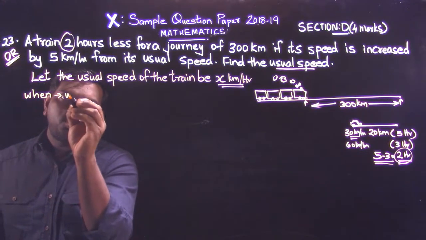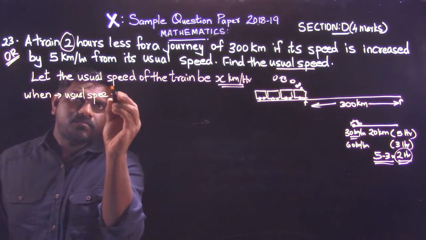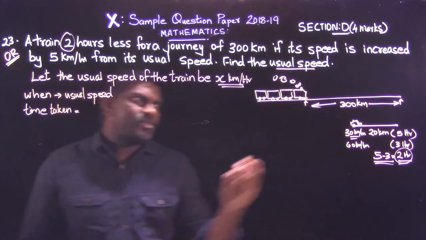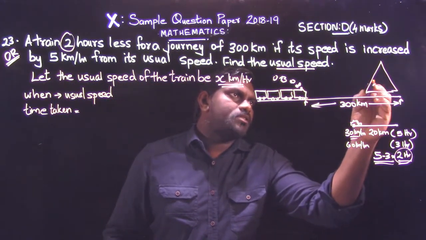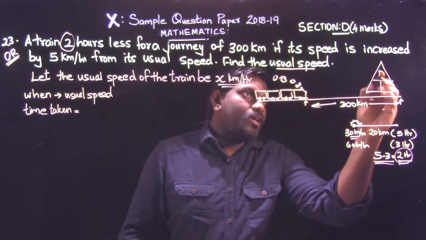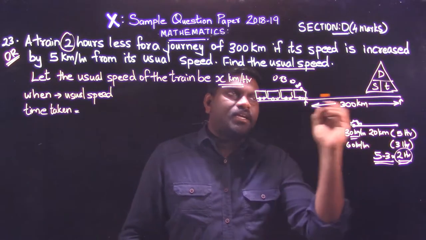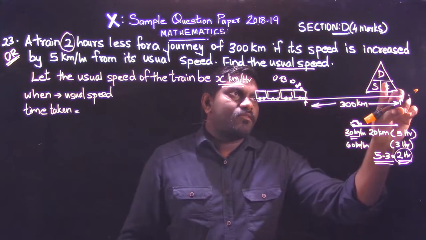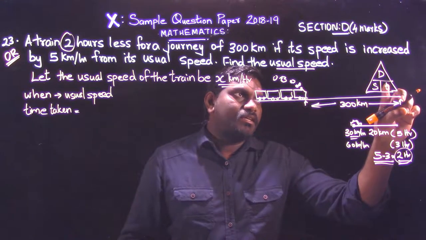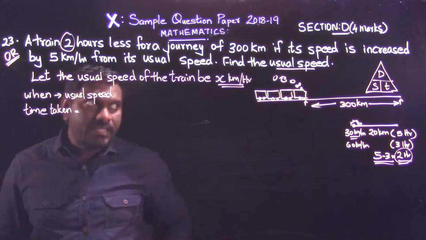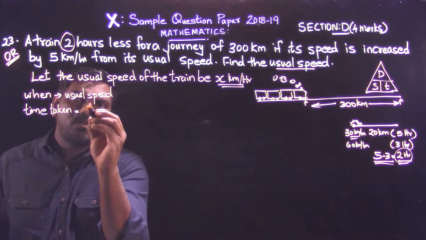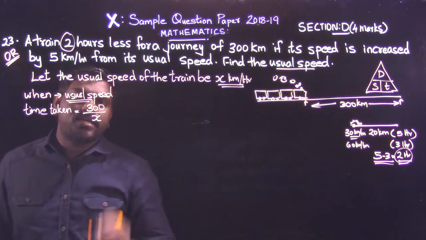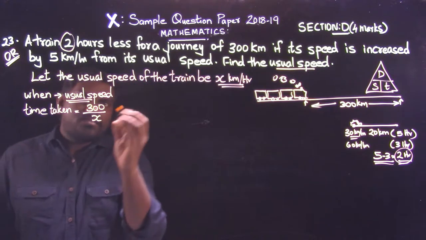When the usual speed, how to find the time taken? In physics, I keep telling my students to learn the speed, distance, time relation with a triangle like this: distance, speed and time. When you want to find something, keep your finger on top of it and you will get the other one. When you keep the finger on top of time, which is T here, you get D by S, distance by speed. Now time taken is equal to distance, which is 300, by the speed. We are talking about the usual speed, so it's got to be x. That is your time taken here. So this was our first case.